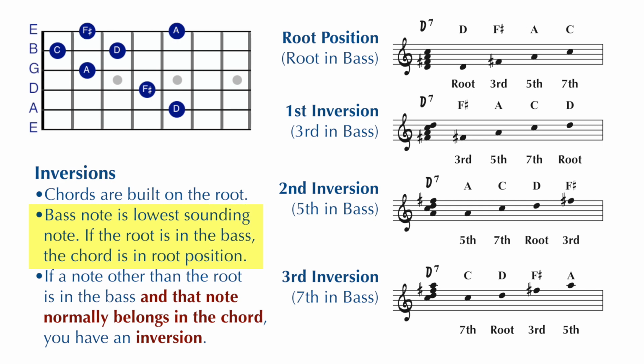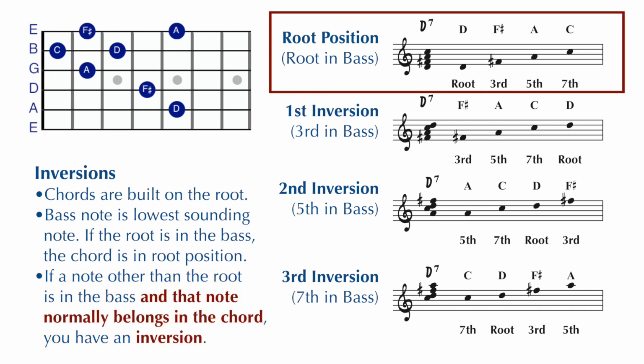Most chords appear in root position, meaning that the root is written in the bass, or as the lowest sounding note. When some note other than the root appears in the bass, and that note normally belongs in that chord, you have an inversion. The important point here is that this bass note is normally part of the chord.